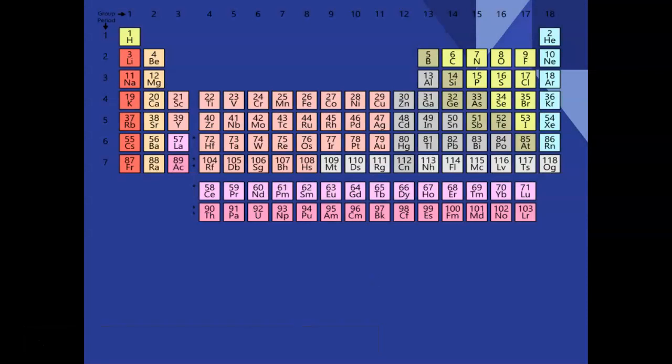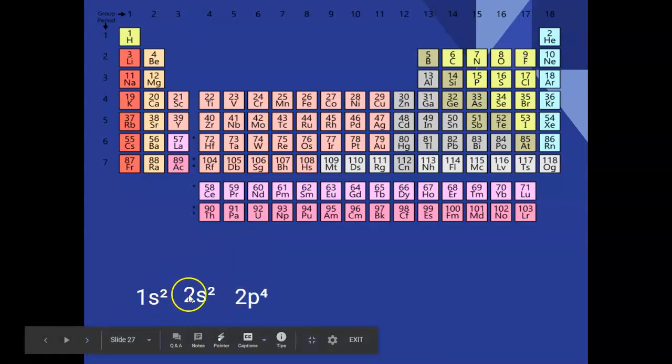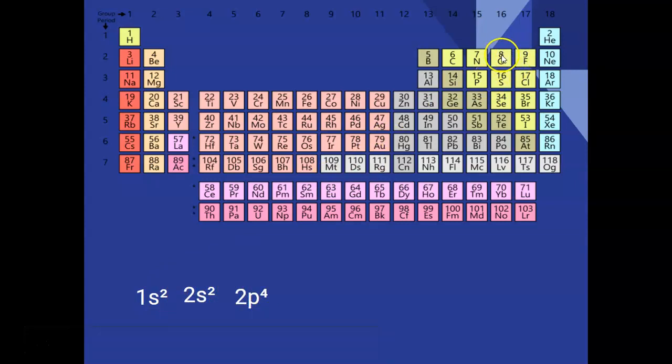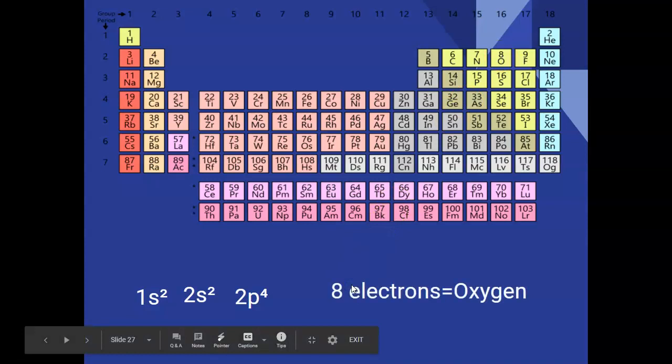So again, my configuration is 1s2, 2s2, 2p4. So 2 plus 2 is 4, plus 4 is 8. My atomic number is 8, and I match. So 8 electrons does equal oxygen. Okay?